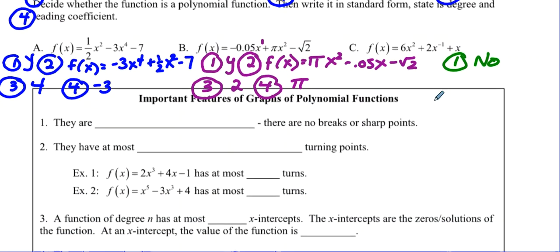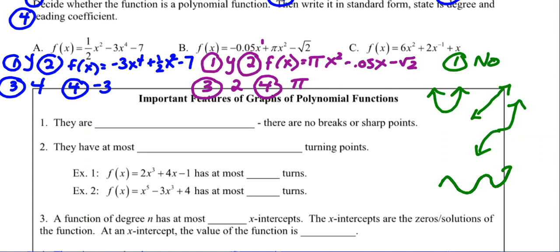Alright, so polynomial functions, you have seen some of these before. Quadratic is an example of a polynomial function. A line is an example of a polynomial function. A cubic function is polynomial. Okay, and we're going to see other polynomials that have a few more terms in this unit, like so. And they have some characteristics that are common to all of them. So they are continuous. So they don't have any asymptotes or holes.